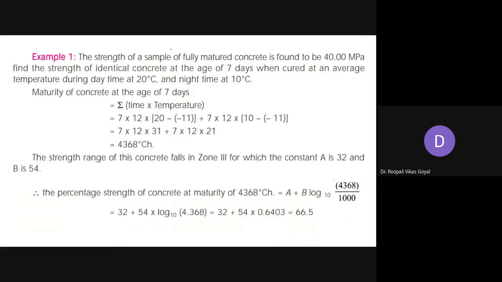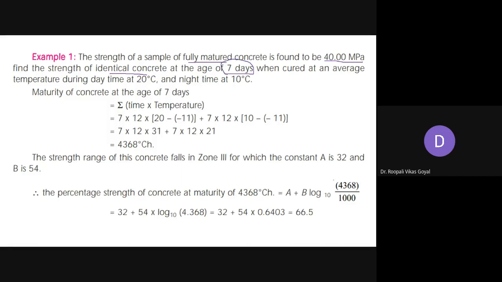So here the example says that the strength of a sample of fully matured concrete is known, that is 40 megapascal. So the strength of a sample of fully matured concrete is found to be 40 MPa. We know that this is the fully matured concrete and its strength is 40 megapascal. Now we have to find the strength of identical concrete, meaning concrete just like it, at the age of 7 days. An identical concrete is what you have.